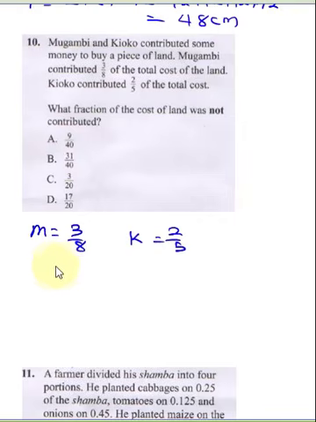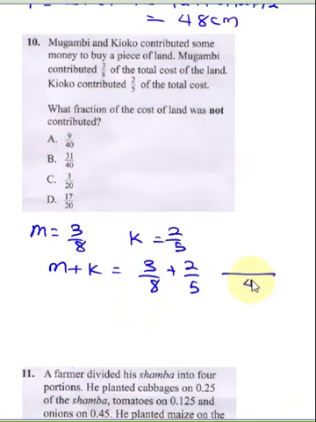Let's sum up their contribution. Mungabi plus Kyoko contributed 3/8 plus 2/5. We take our LCM to be 40. 40 divided by 8 will give us 5. 5 times 3 will give us 15 plus 40 divided by 5 is going to give us 8. 8 times 2 is 16. So they both contributed 15 plus 16 is going to give us 31/40.